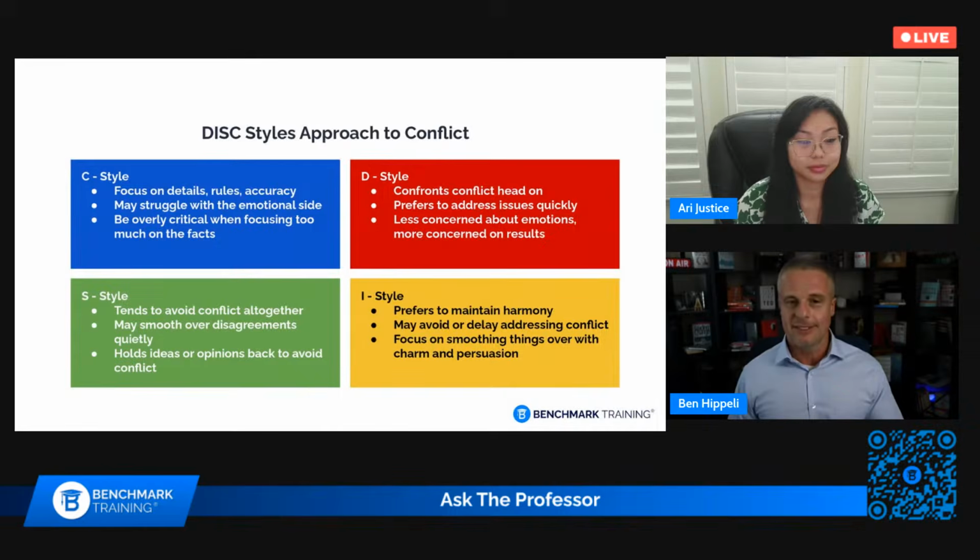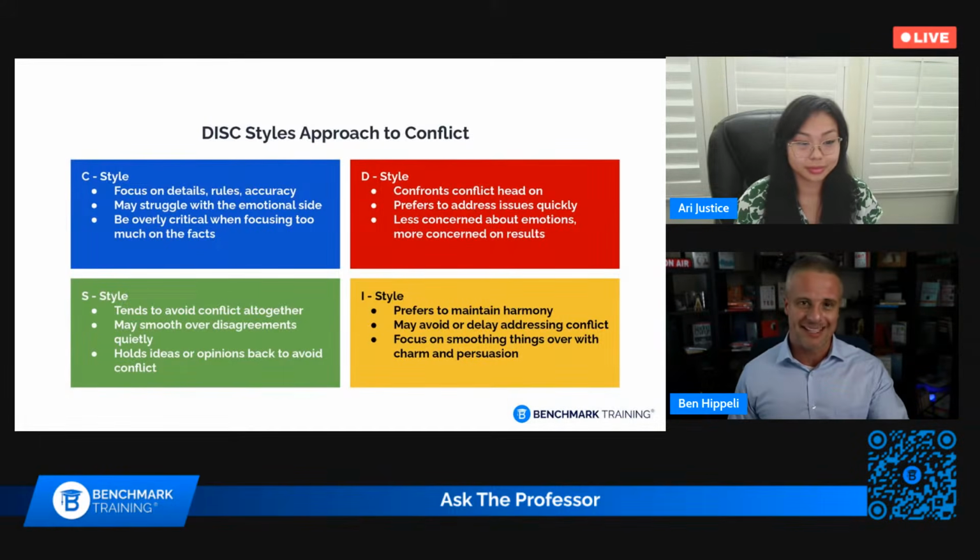So, when a D style sees conflict, they want to, I'm not going to use the word attack because that's not what they're trying to do, right? They want to handle it. Now, it might come across as an attack, but they want to handle it. They see conflict and they say, okay, let's embrace this. What's going on? Now, how might an S style respond to that?